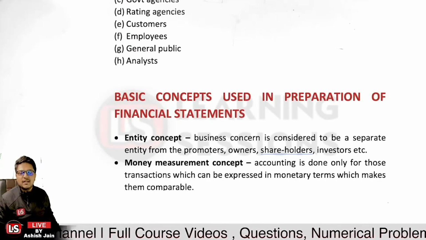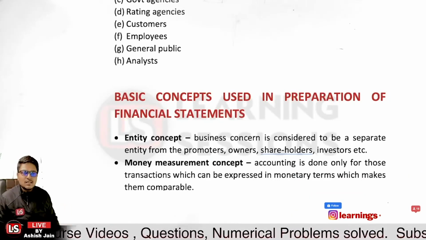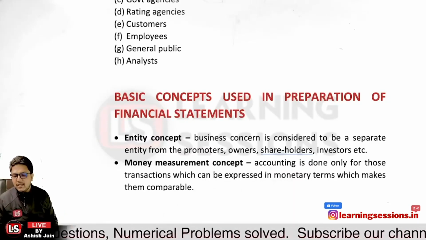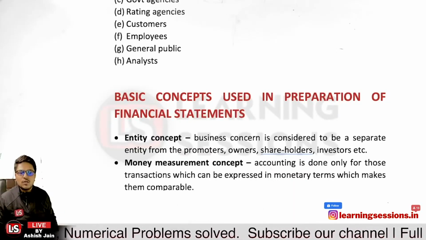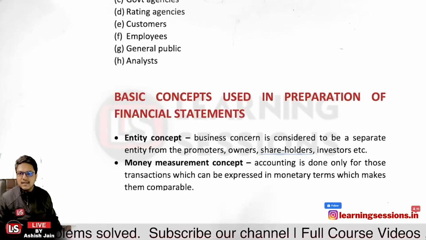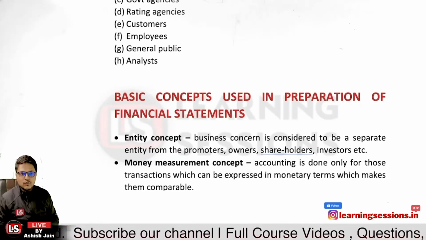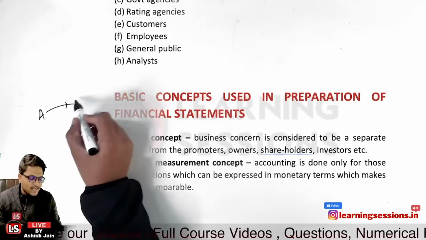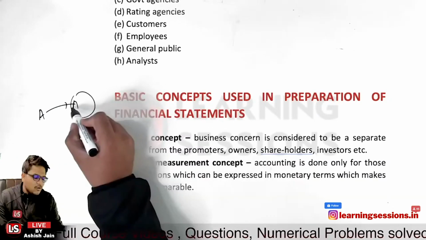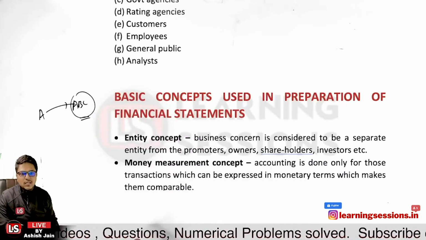statements. First of all, it is the entity concept. Now the entity concept says that business is considered separate from the entity itself. It is basically a separate entity from the promoters, investors, shareholders, etc. So as per the entity concept, business is a separate entity. So if we say that person A has invested and further has basically incorporated an organization over there, so we'll be saying that ABC organization is separate from person A over here. That is actually the entity concept over here.